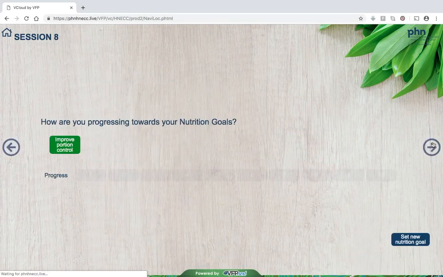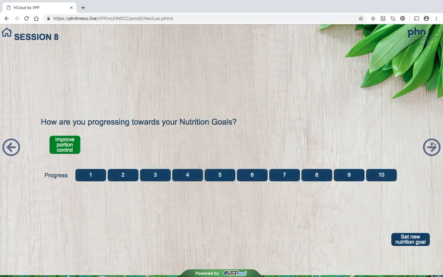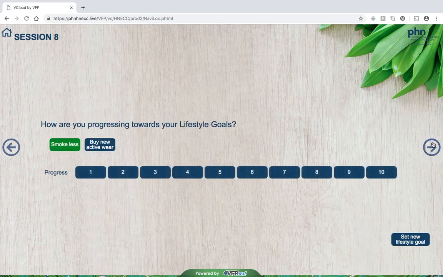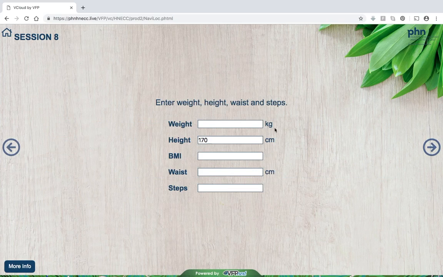And then we start off, as with all the other sessions, with subjectively scoring how the patient is progressing towards their nutrition goal, their physical activity goal, and also their lifestyle goal. And then we record again their weight, automatically calculate the BMI, we enter their waist circumference, and we record their steps.